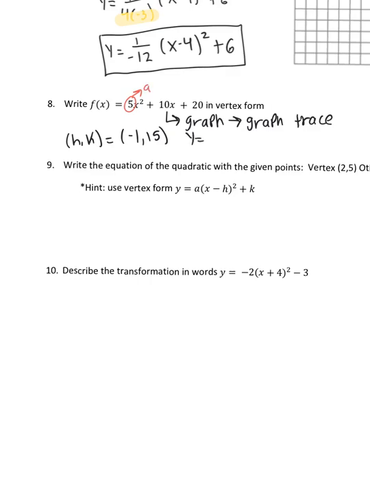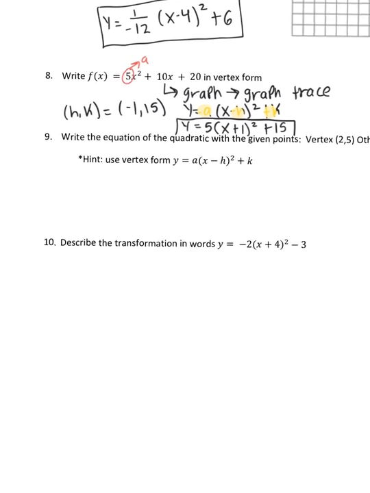So I'm going to rewrite the equation, and then I'm going to go through and replace a, h, and k. So a is 5, h is -1, so when it goes into the equation, it's going to turn positive. And then k is 15. k does not change sign, h is the only thing that changes sign. So that is that equation in vertex form.